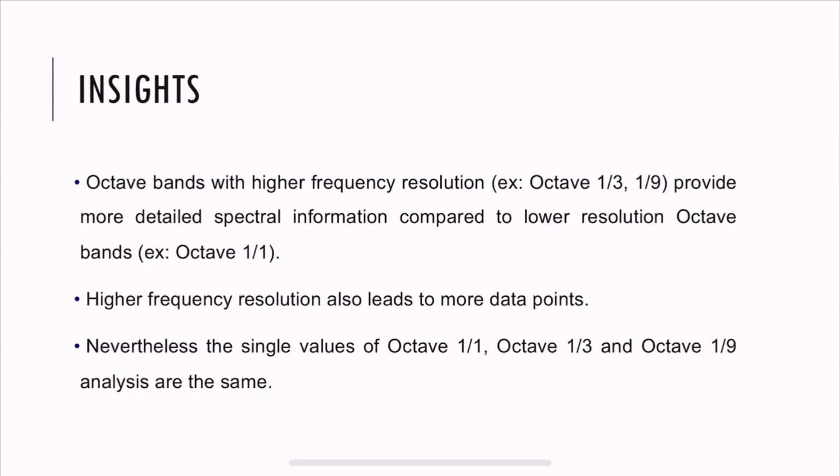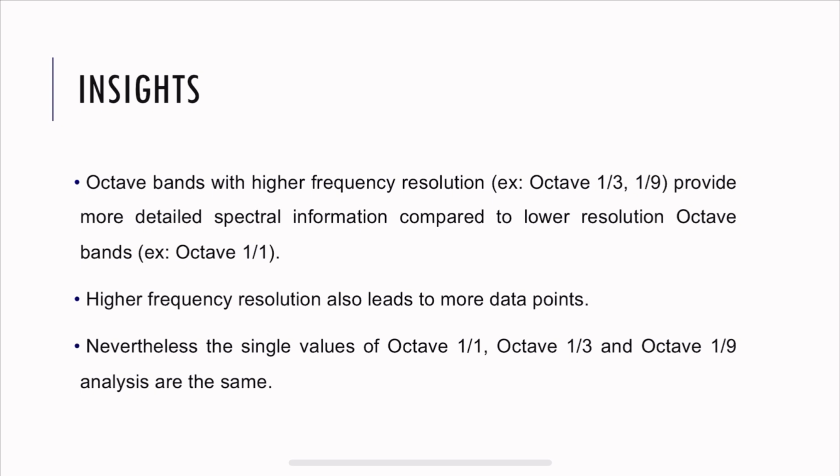To conclude, octave bands with higher frequency resolution such as 1/3 and 1 by 9 provide more detailed spectral information compared to the lower resolution octave 1 by 1 bands. High frequency resolution means more data points, more processing time. But the single values are always the same. Now the question is, which one would you have to use for analysis? Well, octave 1 by 1 is the quickest because it has very low resolution. It will give you a quick result.